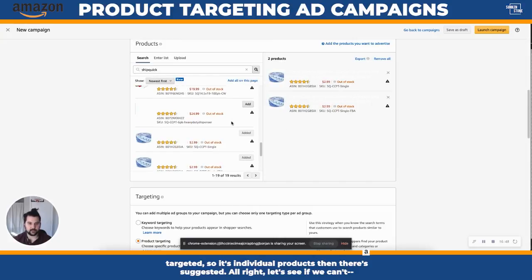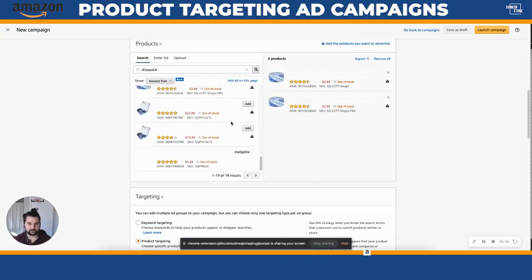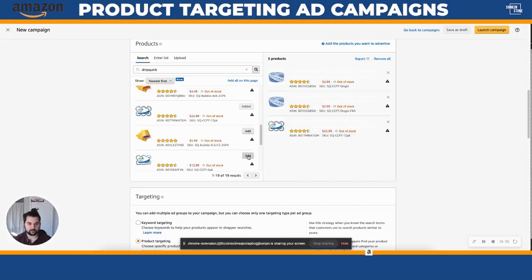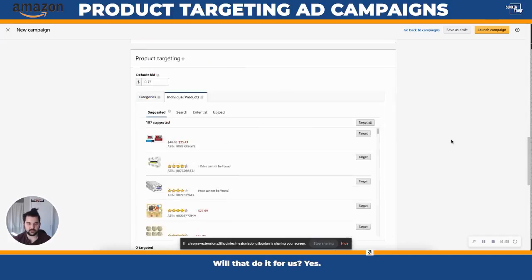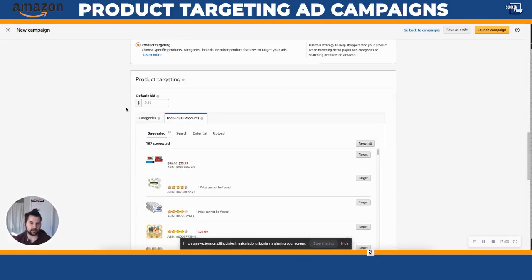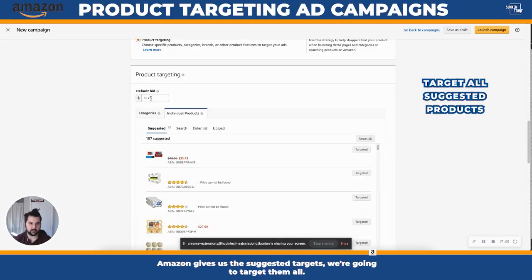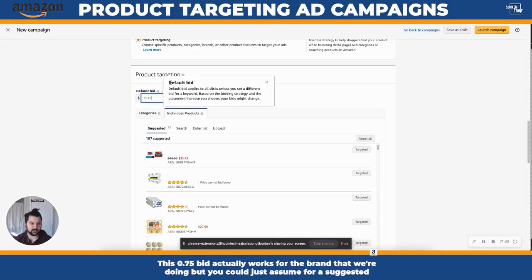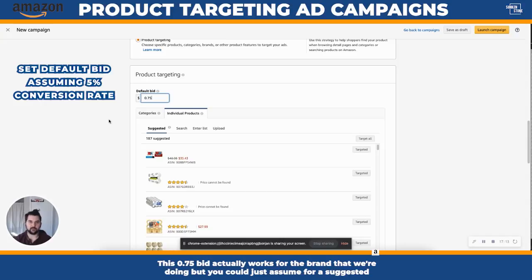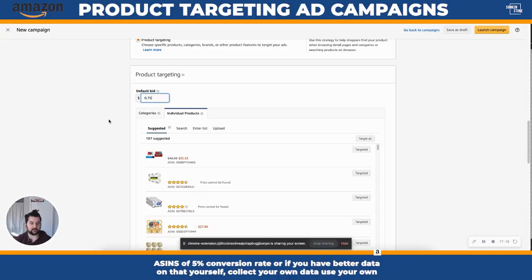All right, let's see if we can't. Will that do it for us? Yeah, so Amazon gives us these suggested targets. We're going to target them all. This 0.75 bid actually kind of works for the brand that we're doing, but you could just assume for suggested ASINs a 5% conversion rate, or if you have better data on that yourself, like collect your own data, use your own data. But in absence of that, just assume a 5% conversion rate.